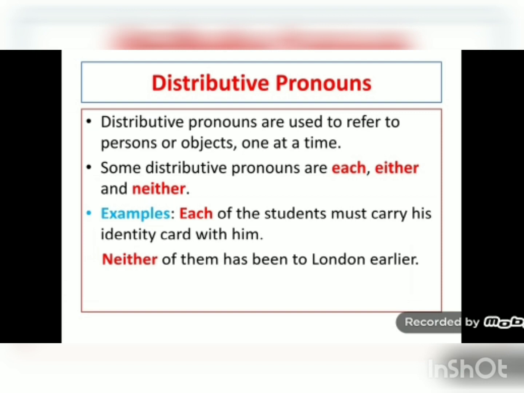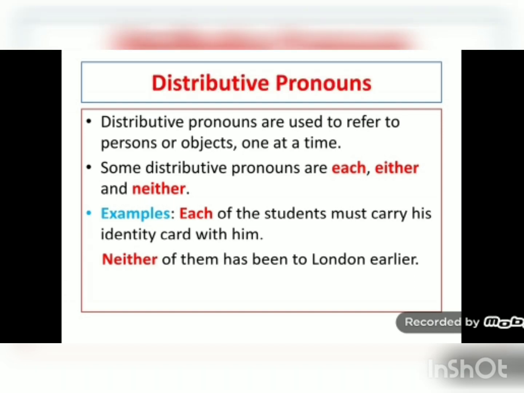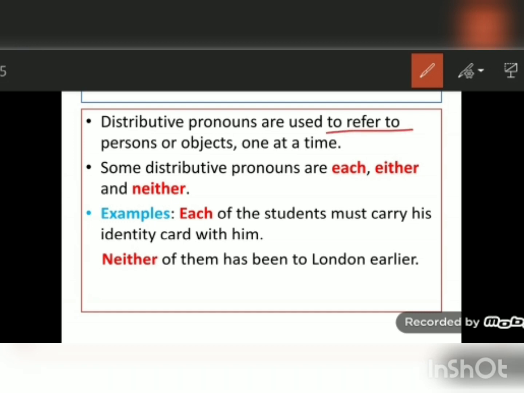Now we will discuss distributive pronouns. Distributive pronouns are used to refer to persons or objects one at a time. When we talk about one at a time, we use distributive pronouns. Some distributive pronouns are each, either, neither. Example: each of the students must carry his identity card with him. Here each is a distributive pronoun. Neither of them has been to London earlier. Neither here is a distributive pronoun.